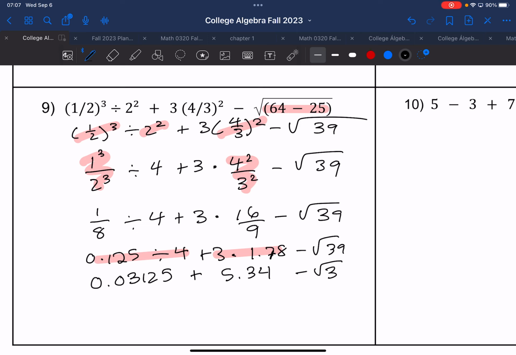Minus the square root of 39. Okay. I'm going to add these decimals together. And I get 5.37125. Again, I'm keeping as many decimals as possible. And then I'm going to go ahead and turn that square root of 39 into a decimal now.